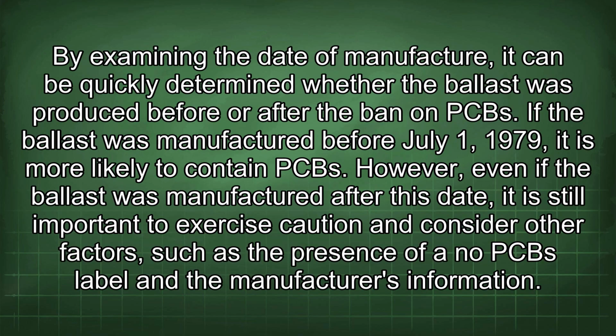By examining the date of manufacture, it can be quickly determined whether the ballast was produced before or after the ban on PCB. If the ballast was manufactured before July 1, 1979, it is more likely to contain PCB. However, even if the ballast was manufactured after this date, it is still important to exercise caution and consider other factors, such as the presence of a no PCB label and the manufacturer's information.